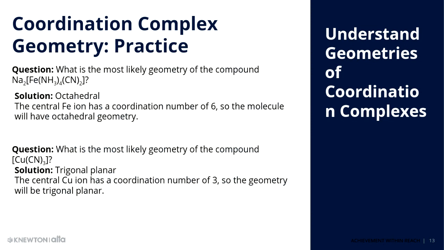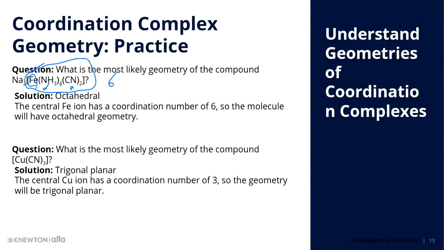Geometry of this compound: iron is your metal atom, and then the complex ion is written in the bracket. How many ligands do you have? You have 2 and 4, which is 6 ligands. So if you have 6 ligands, it's going to be octahedral.